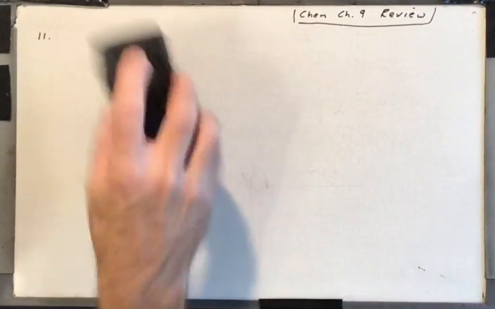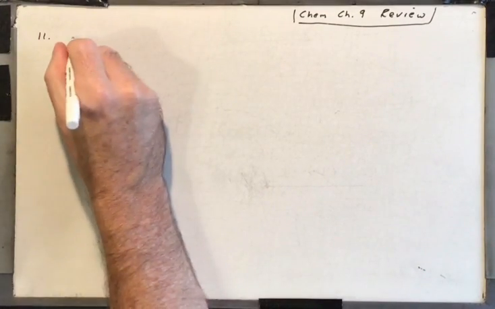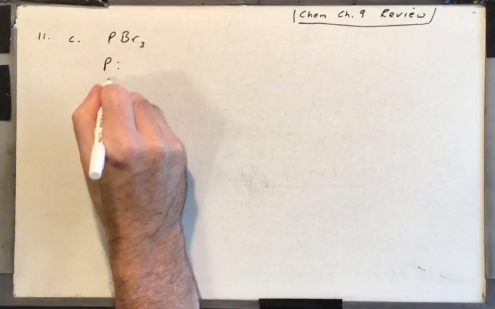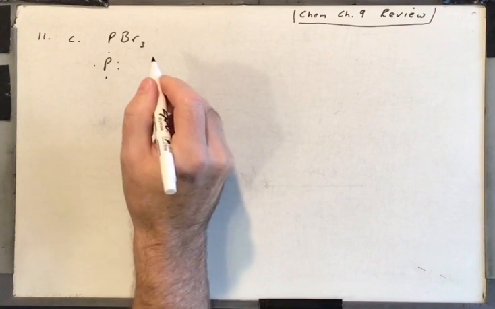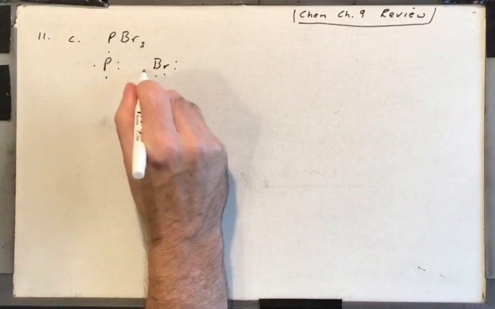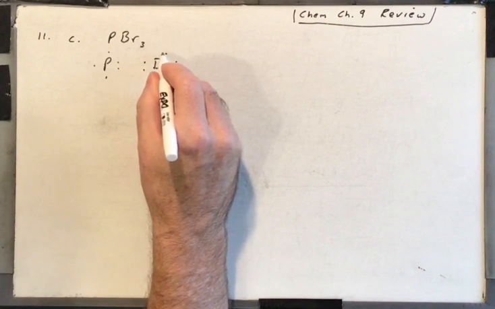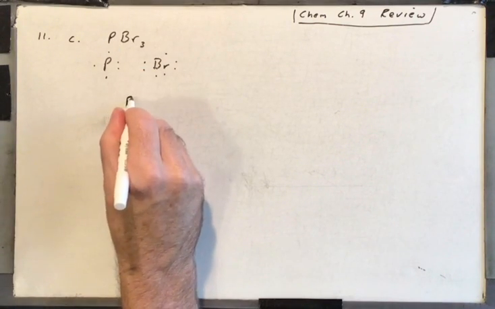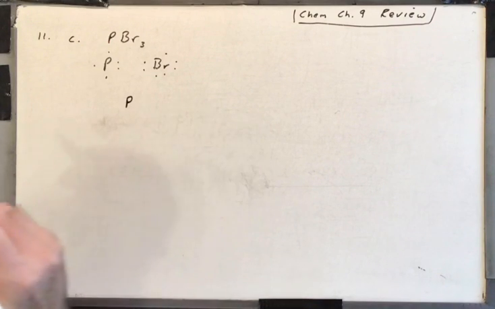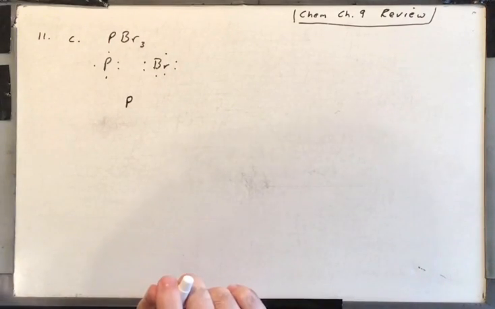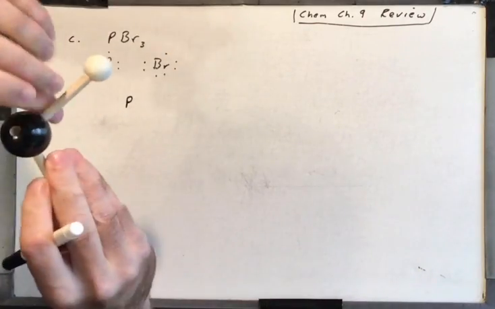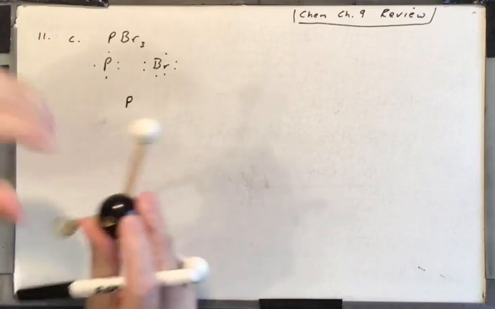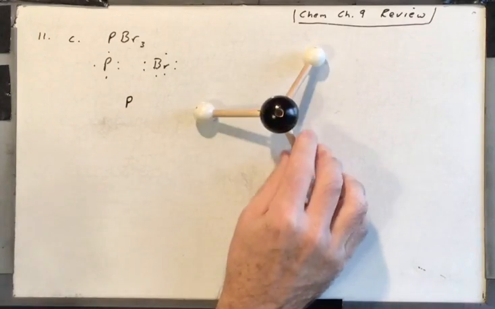Let's look at C. That is PBr3. We have phosphorus, that's in column 5. Bromine is in column 7. Each bromine can take a single bond. That's it. It just wants one more electron. So I've got a central atom, phosphorus, surrounded by 3 single bonds. What shape is a central atom surrounded by 3 single bonds?